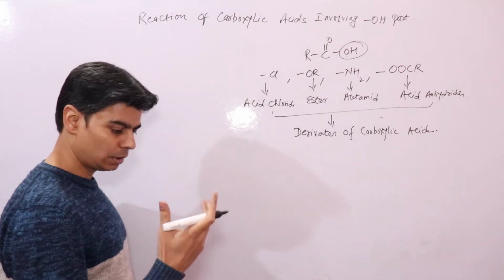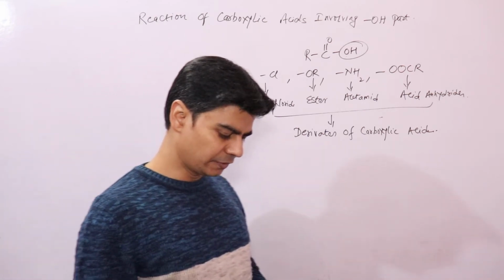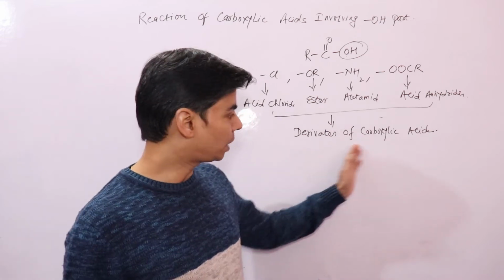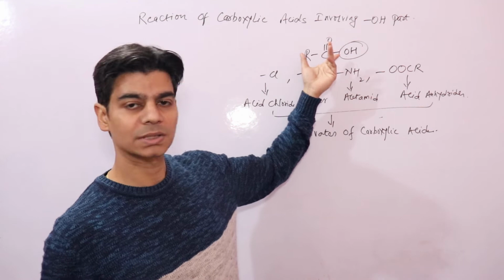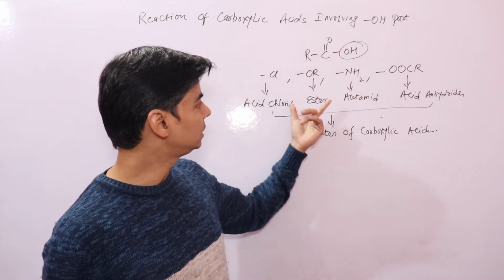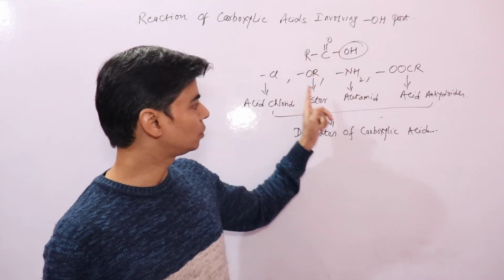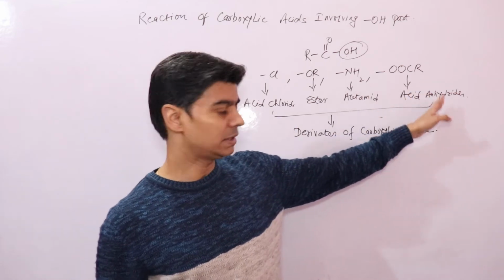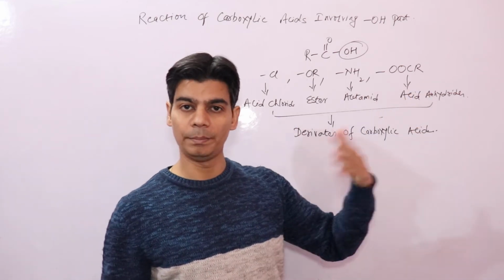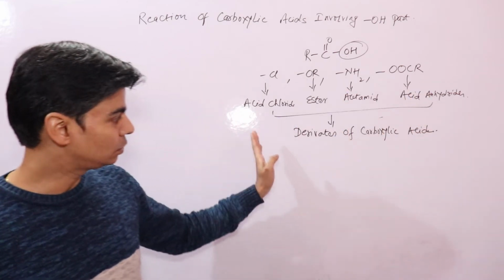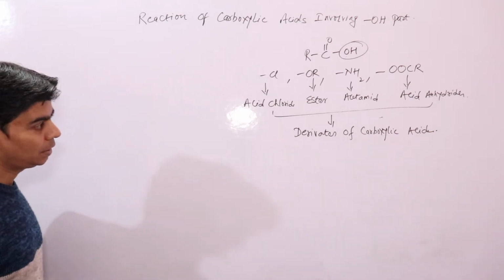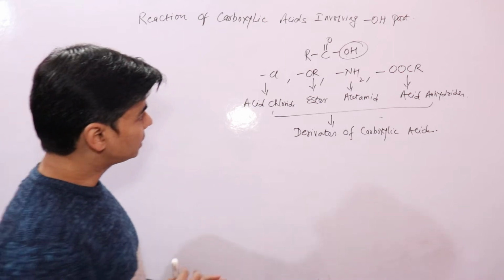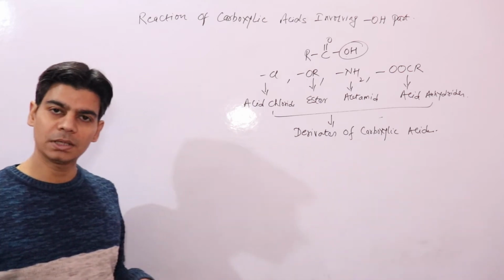And why do we call them derivatives? Derivatives are generally compounds that are made from the parent compound. So here the parent compound is carboxylic acid, right? And these acid chlorides, esters, acetamide, acid anhydride are derived or made from carboxylic acids, right? So these are derivatives of carboxylic acids. Now let's look into the chemical reactions.